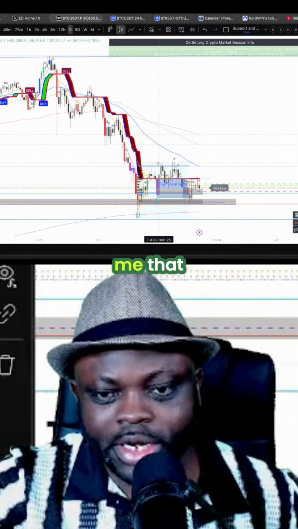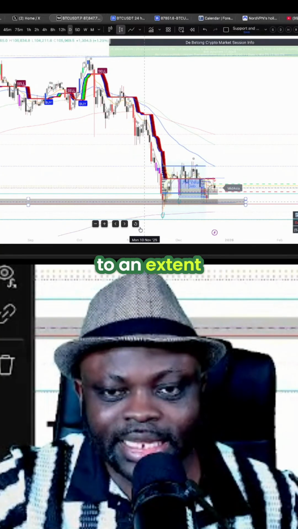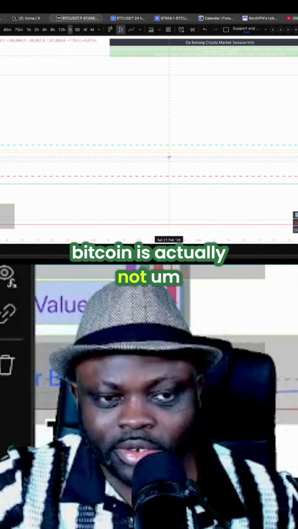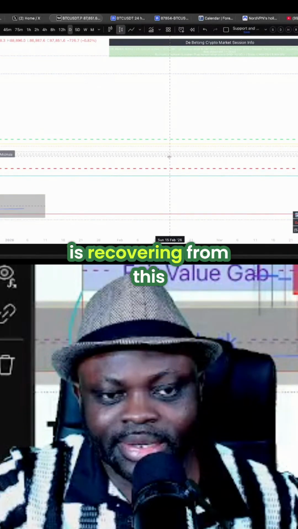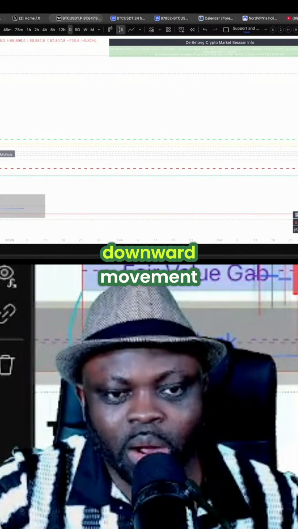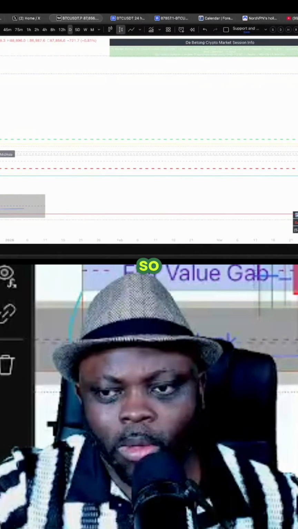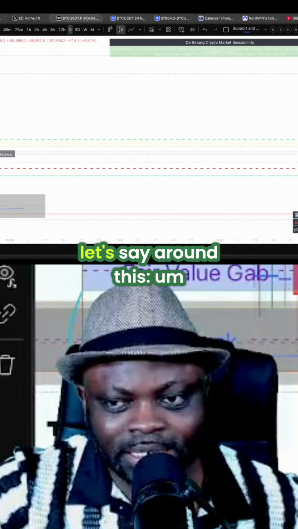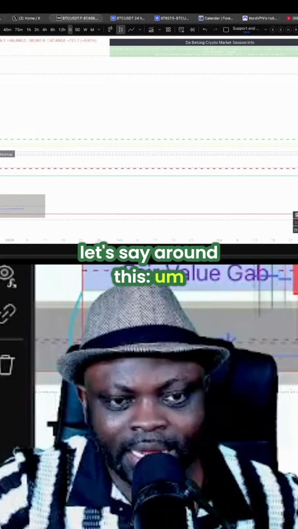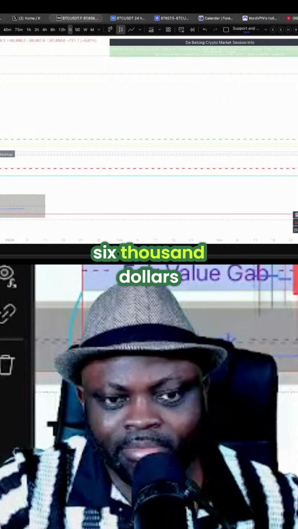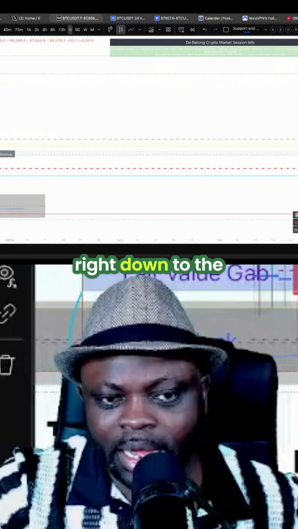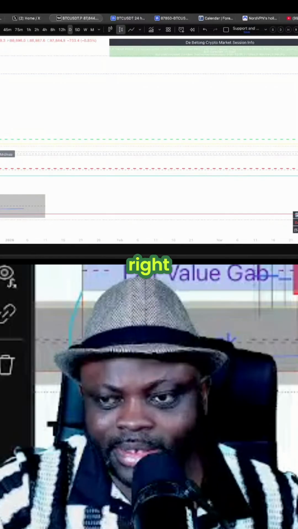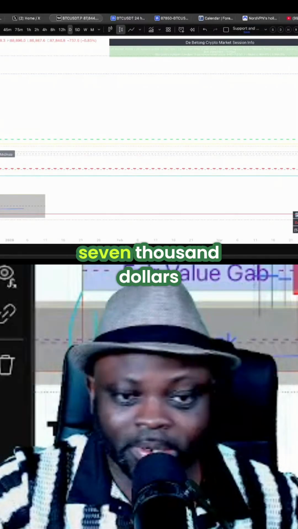the daily time frame for Bitcoin is showing me that, to an extent, Bitcoin is recovering from this downward movement. Seeing that the day started around, let's say, $96,000, Bitcoin dropped right down to the low around $86,000, or let's say, give or take, $87,000.